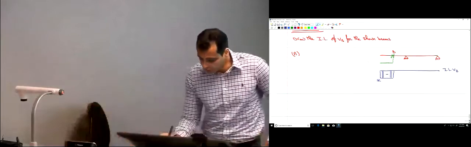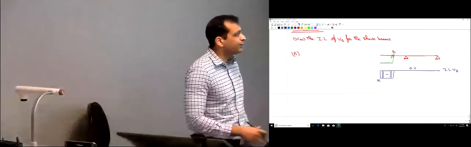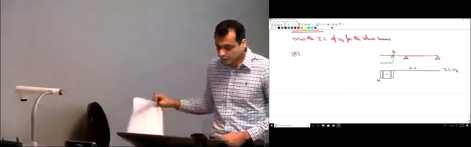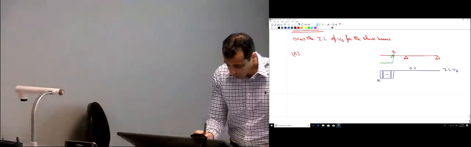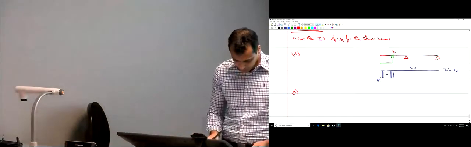So what's over here? Just 0. What does this mean? If the load is moving on the right of point B, the shear at point B will always be 0. For any load that is on the right of point B, the shear at point B is 0. And then let's see the next beam.